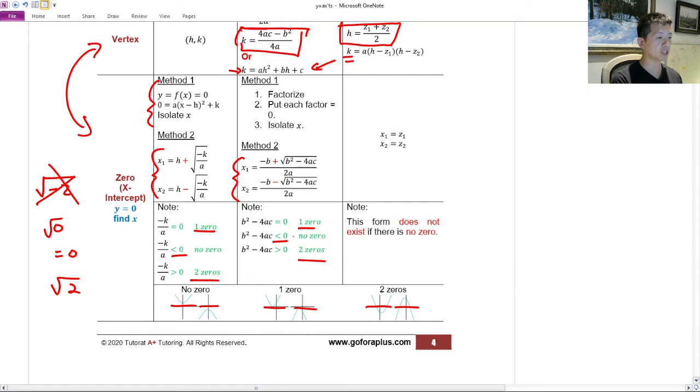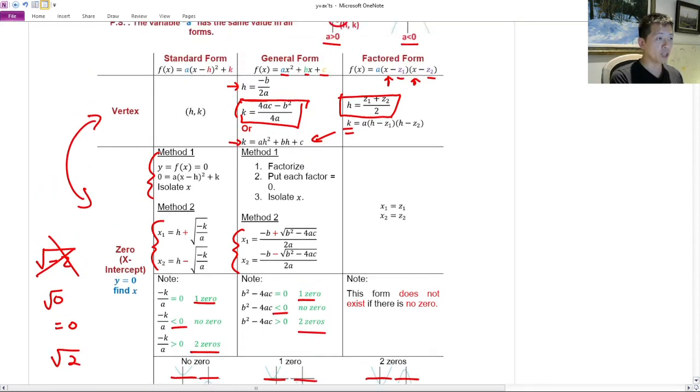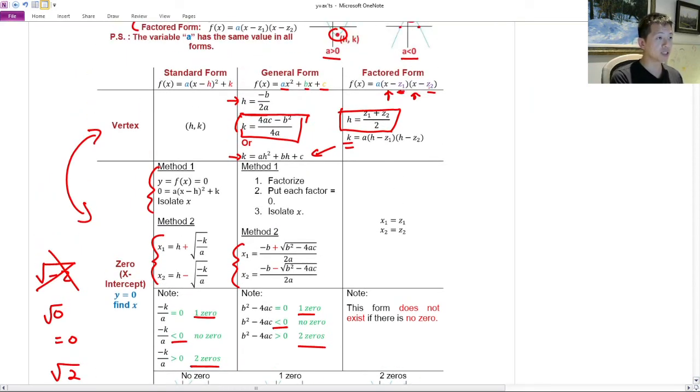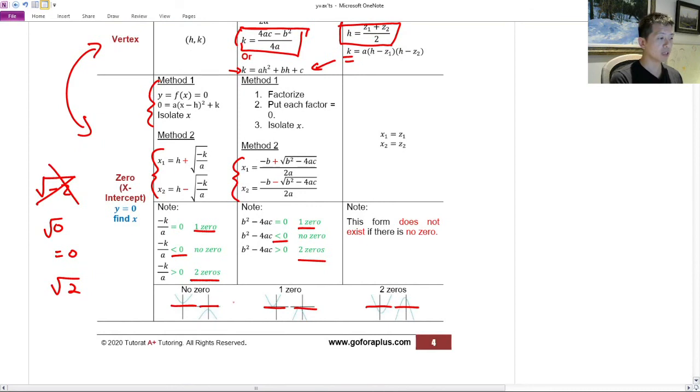Now, to find the x-intercept in the factored form, we already have that in the equation. z1 and z2 are the zeros. This form does not exist if there is no zero. If there is no zero, the factored form does not exist. That's why we don't see this form often.